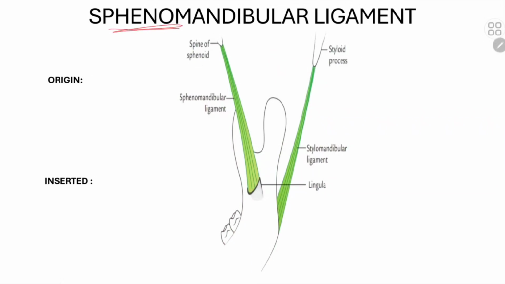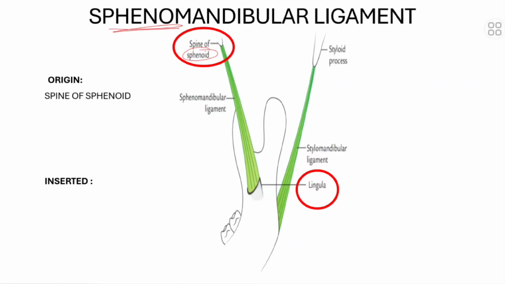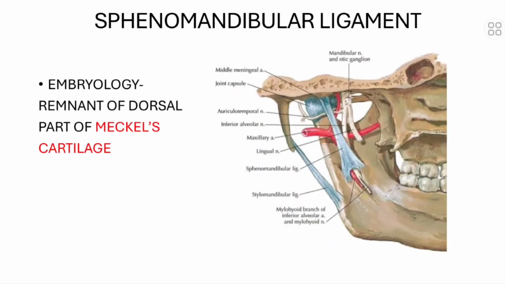The next ligament is the sphenomandibular ligament. As the name suggests, it originates from the sphenoid, especially the spine of the sphenoid, and gets inserted into the lingula. The lingula is present above the mandibular foramen. So this sphenomandibular ligament originates from the spine of the sphenoid and gets inserted into the lingula. It is pierced by the structures passing to the mandibular foramen, that is the inferior alveolar artery and the mylohyoid nerve.